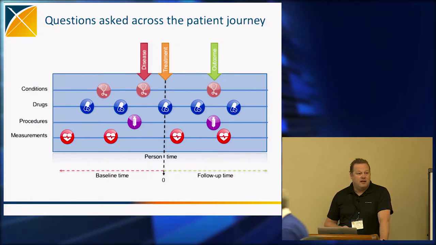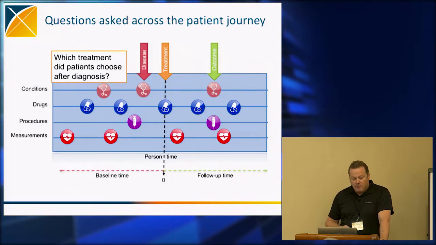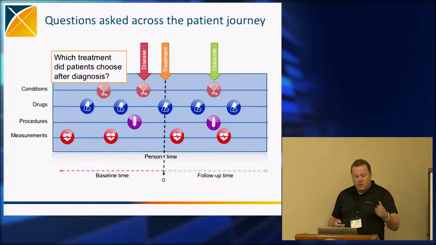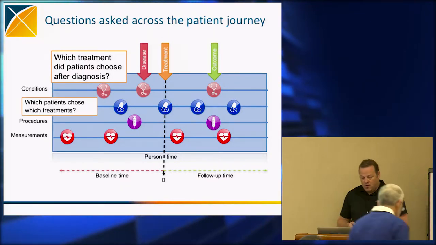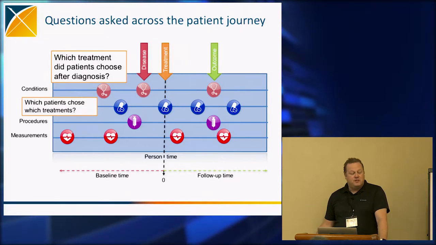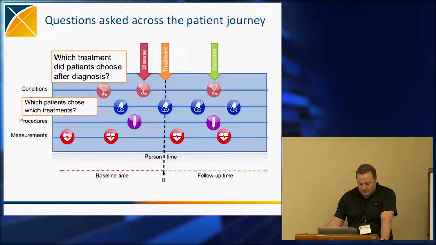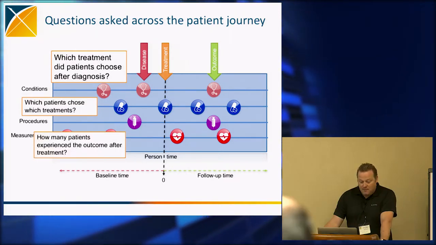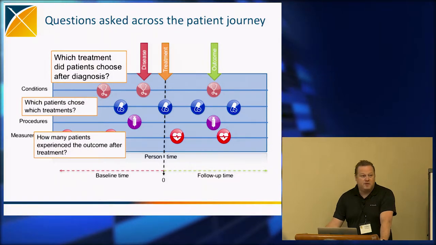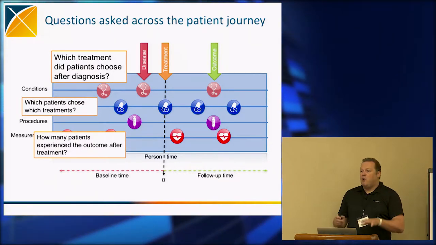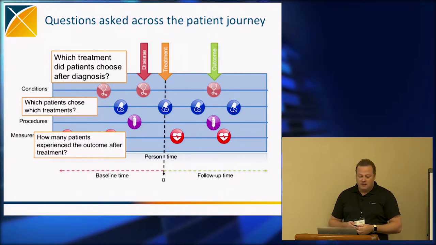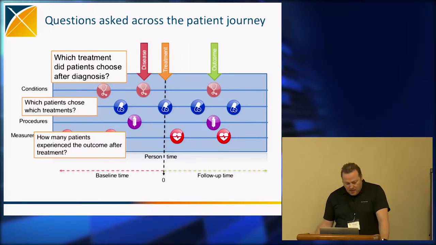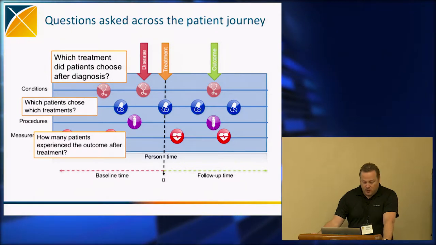Each patient has its own trajectory, its own journey, but we can ask different questions when we look at that data. So for example, we could ask the question, which treatment did patients choose after their diagnosis? Or which patients choose which treatments? Or how many patients experience the outcome after the treatment? So this is actually more about counting how often something happens in their life. It's data characterization, as we call it.